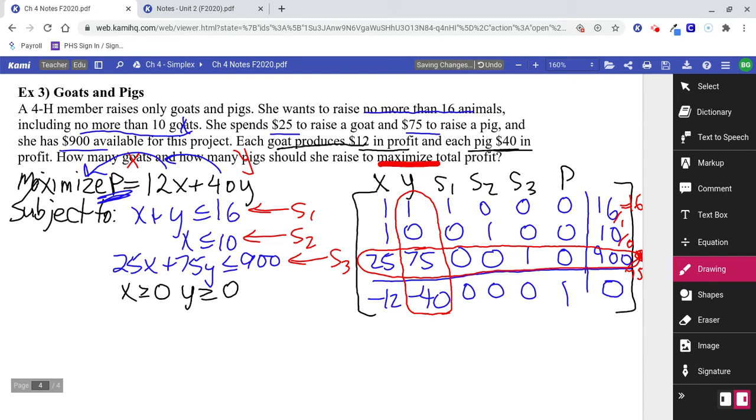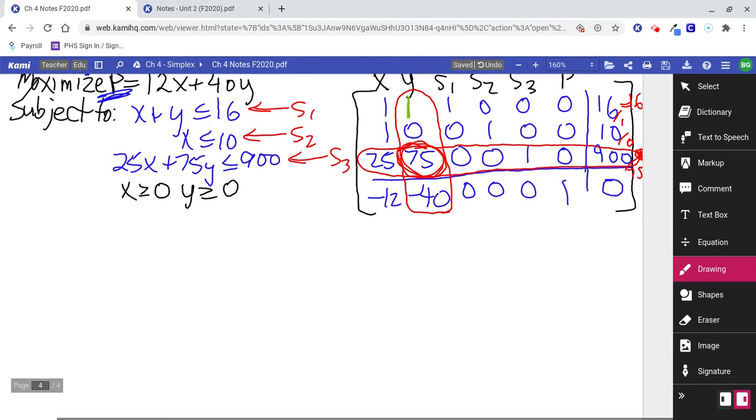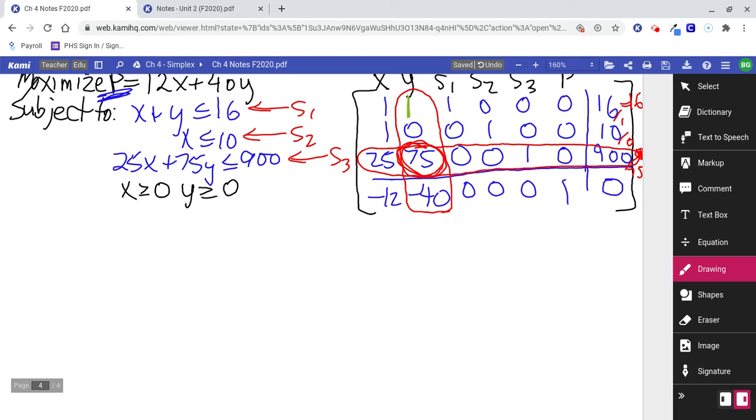Okay, the number that I've circled twice is my pivot element. This 75, that's my pivot element. That's the one that I want to use to make the others equal 0. So I'm going to start with this 1, and I want to make that into a 0. The rule I'm going to use is 75 row 1 minus row 3.